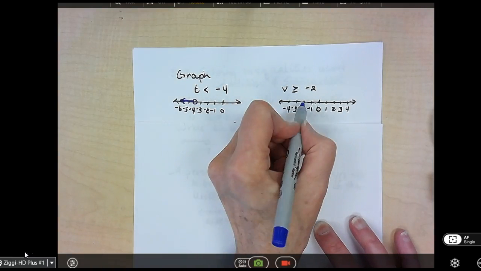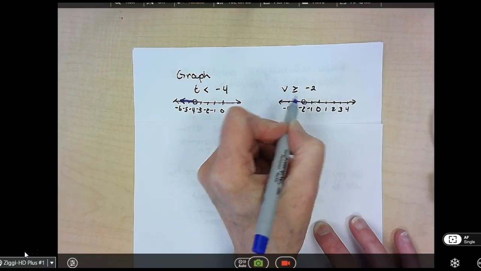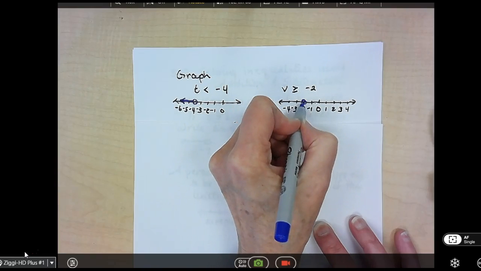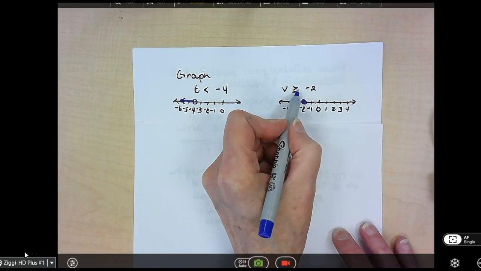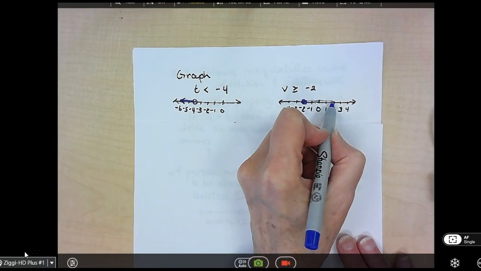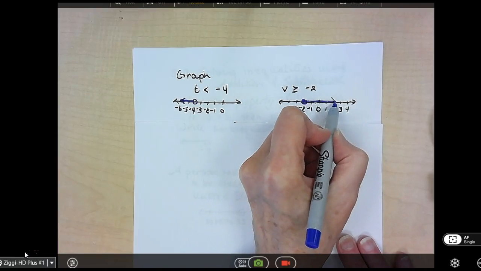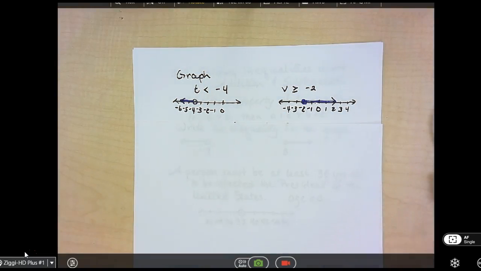So on this one, we start at -2. My circle, it is equal to this time, so I fill it in. And then I'm going greater than, so I'm going this direction. And put my arrow at the end.